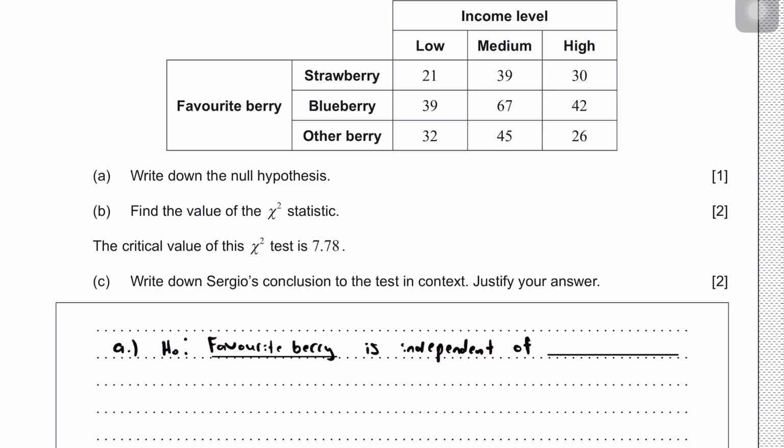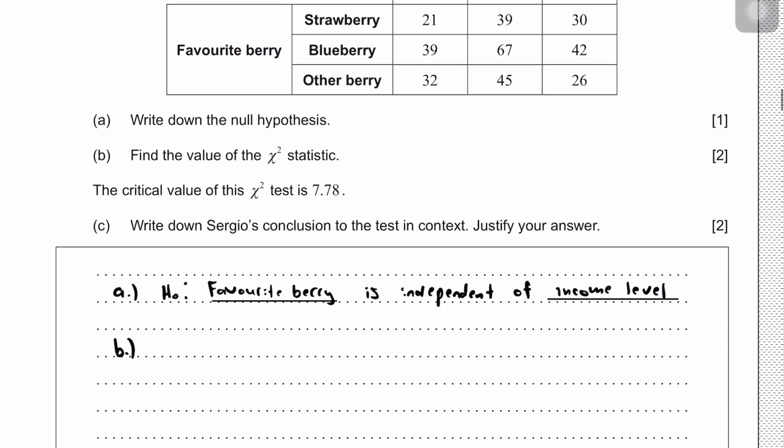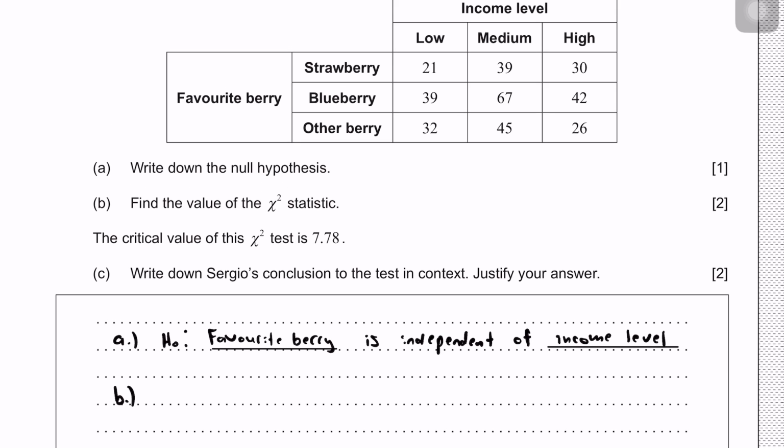Favorite berry is independent of what? Of income level. We're essentially asking if these two categorical variables are independent of one another or influencing. Let's just say, does income influence favorite berry? I guess we could possibly say that favorite berry influences income level. Are these two things independent or somehow influencing one another, or showing some kind of relation? I don't think we could say causal mechanisms here.